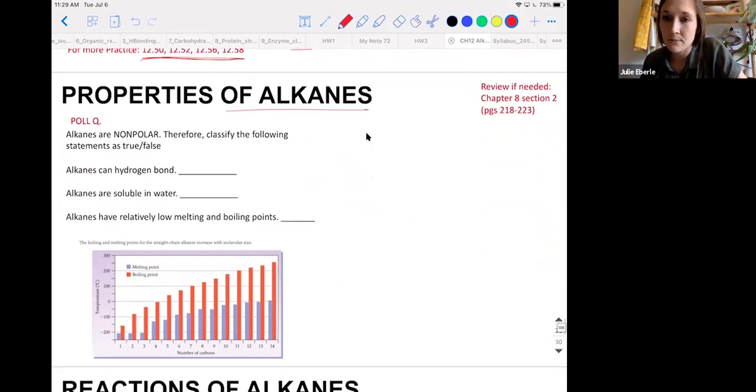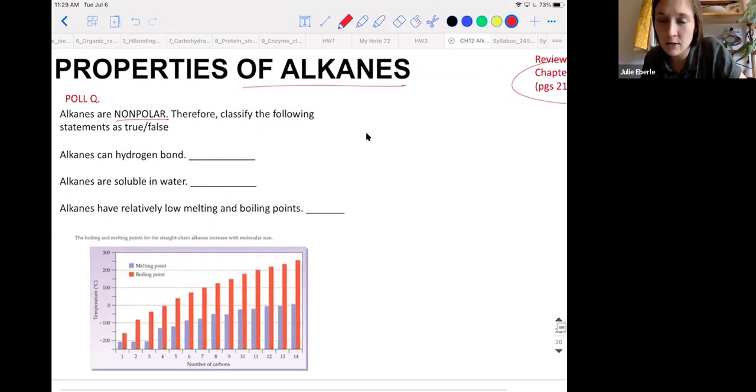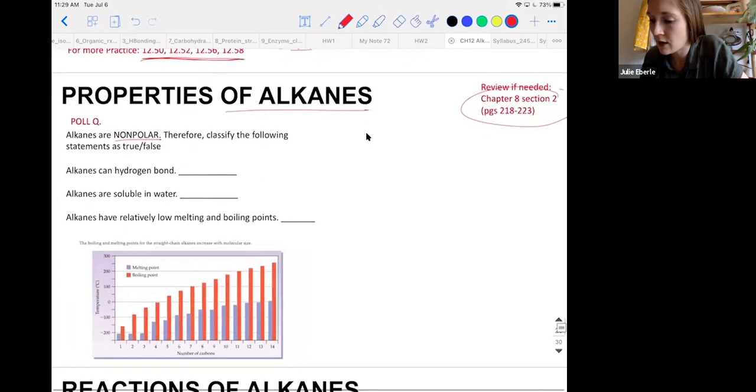Properties of alkanes. You guys remember what the words polar and nonpolar mean. If you don't, review chapter 8, section 2. Alkanes are nonpolar, okay? So we're going to classify these. I think you have more text on this slide; I forgot to cover it up. But I want you to try to classify these as true or false. I'm going to launch a poll, just for the first 2, actually.